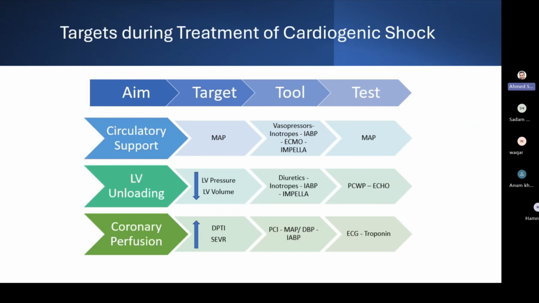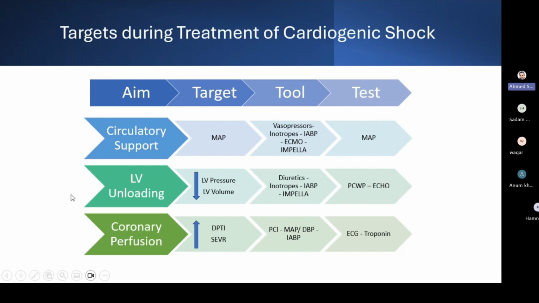So regarding the circulatory support, you are targeting to increase the mean arterial blood pressure, and you can do this by introducing vasopressors or inotropes, or you can use the mechanical circulatory support like the intra-aortic balloon, ECMO, Impella. And during that, you have to monitor the mean arterial blood pressure.